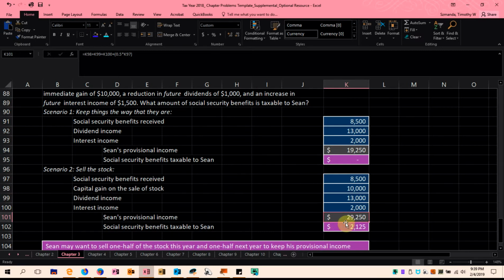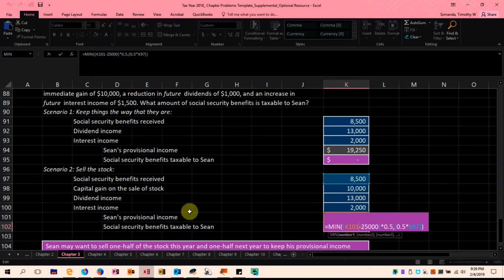So now let's calculate the Social Security benefits for Sean that are subject to taxation. My formula is exactly what you see in the text. It's the exact same formula as on page 3-12. Because Sean's provisional income falls between $25,000 and $34,000, he is only going to be subject to some taxation of his Social Security benefits.